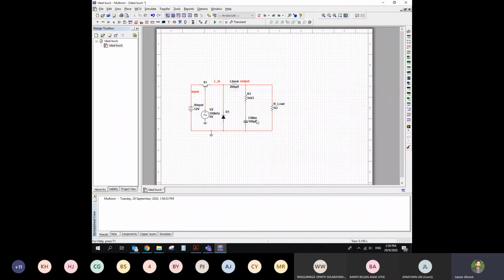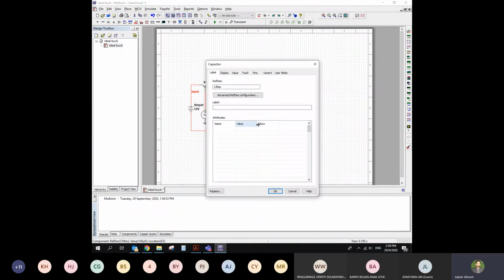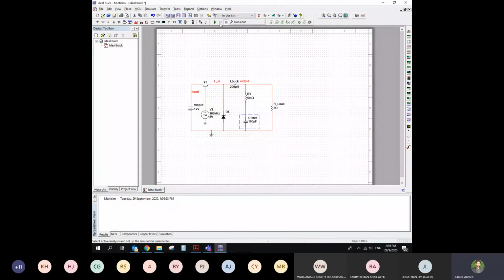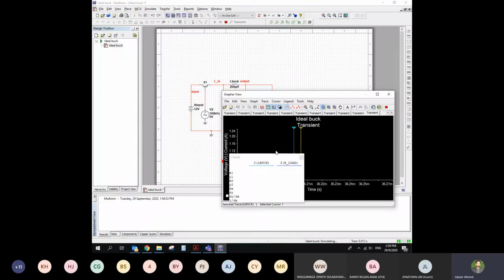Okay, now let's change the value of the capacitor and observe it. So far, where is that? Where is my circuit?